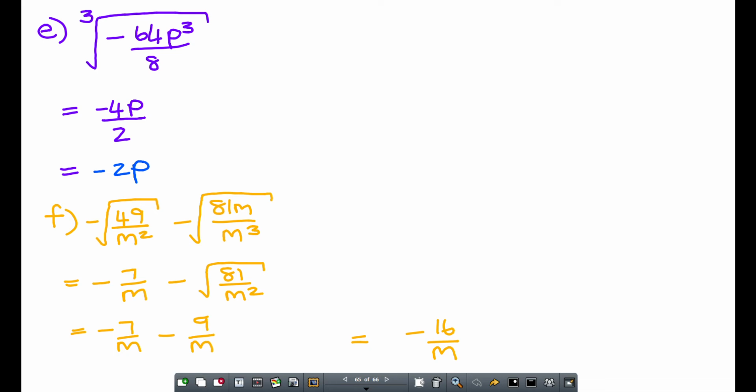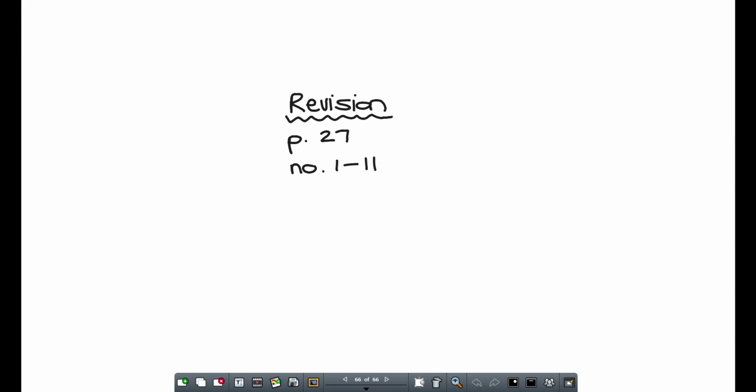Okay, but what I want us to do in class now is we're quickly going to go through some of the revision. We don't even have to write all of it down. If you just want to make notes, we're going to do it together as part of revision. Okay, that's on page 27. So maybe just look at the questions there.